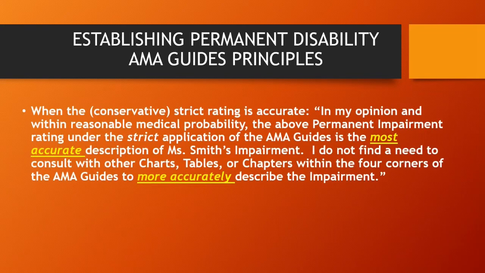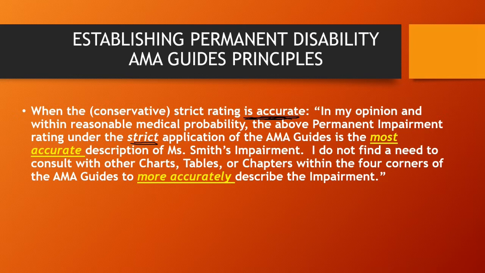Now, first of all, when you feel that the strict or conservative impairment rating that's provided for in the AMA guides is accurate, and many times this is going to be a low or a 0% impairment rating, you would provide this statement within the body of your report. You would tell the reader of the report that, in my opinion and within reasonable medical probability, the above permanent impairment rating under the strict application of the AMA guides is the most accurate description of Mrs. Smith's impairment.